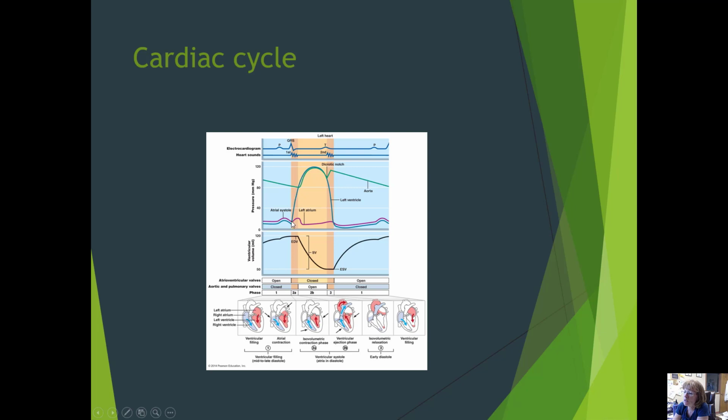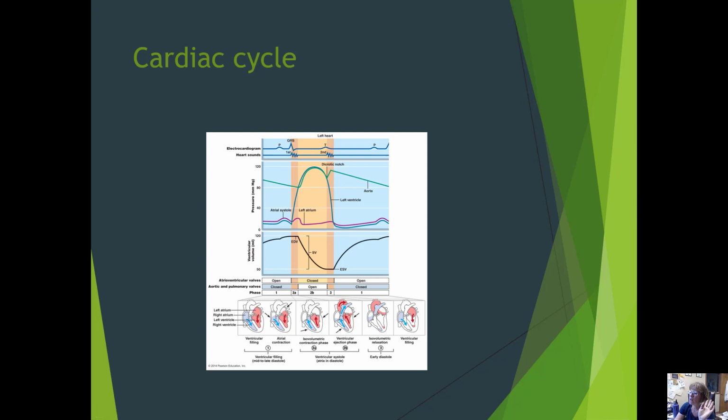Well, we shut the mitral valve right at this point, and we have yet to open the pulmonary semilunar, or aortic semilunar if we're on the left side of the heart. So this darker tan area is called the isovolumetric contraction phase. This is one of the two times where the ventricles are completely closed chambers.